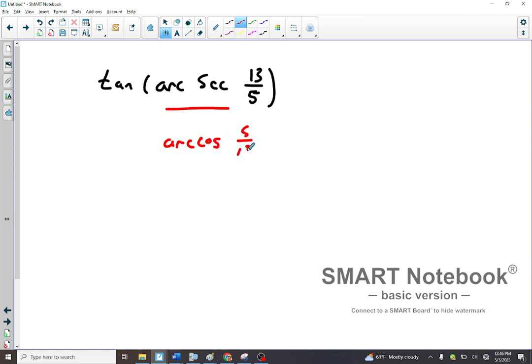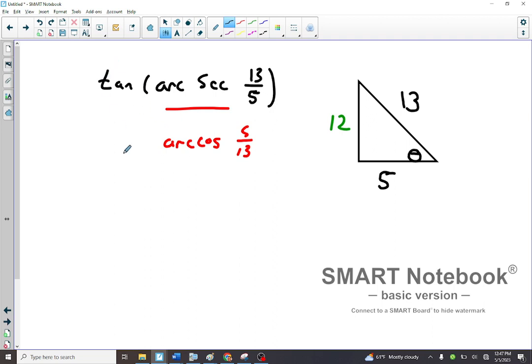If I were to draw a right triangle that had 5 over 13 with it, here's the theta, let's say. If it was cosine 5 over 13, adjacent would be 5, and this would be 13. You could use the Pythagorean theorem, or no, it's a 5, 12, 13 triangle. So now I know this theta should be here. Do I know what actual arc cosine 5 over 13 is, or arc secant 13 over 5 is? I can't figure that out without a calculator.